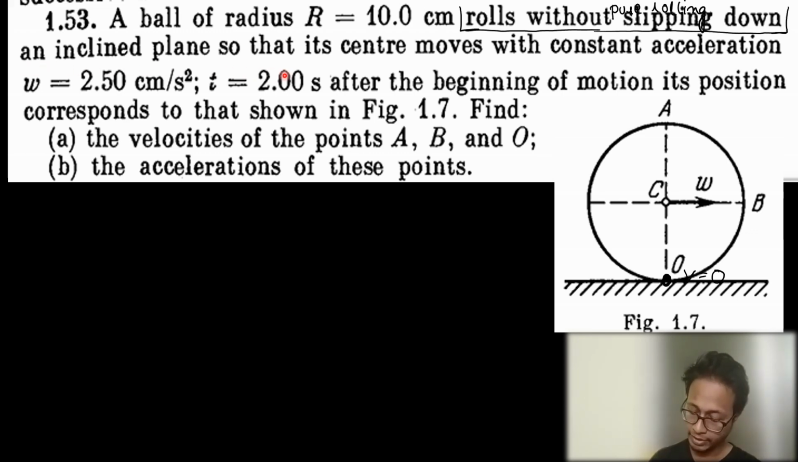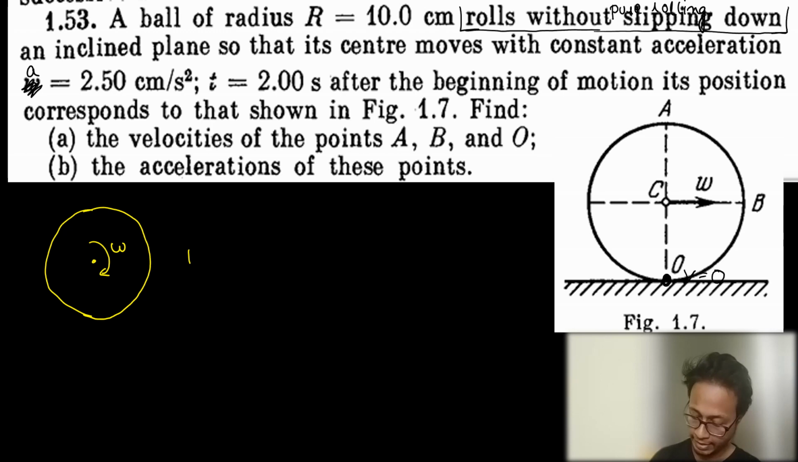The ball rolls on an inclined plane so that its center moves with constant acceleration. Let us change the variable of acceleration to a in order to avoid confusion. At t equal to 0 after the beginning of motion, find the velocities of points A, B, and O, and the acceleration of this point. What the question is saying is that this body is performing a pure rolling motion, and pure rolling motion is nothing but a combination of rotation and translation.